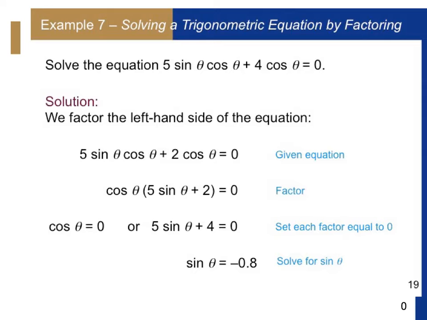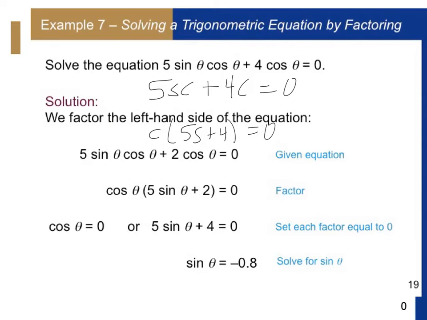Okay, here's another one. We have 5 sine of theta cosine of theta plus 4 cosine of theta equals 0. We can use s and c, so we can write it like this: 5s for sine times c plus 4c equals 0. And you can see we can factor out the c there, right? So if we factor out the c, we get c times 5s plus 4 equals 0, right? We're using c for cosine and s for sine.